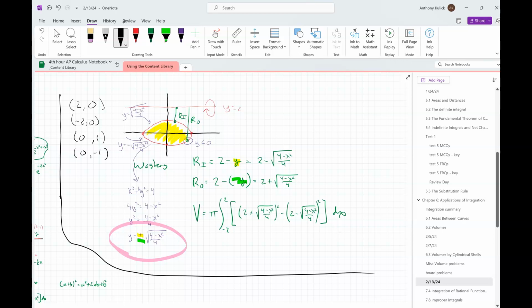You ready to hear some good news? So we've talked about these three methods, right? Disc, washer, shell. On the AP exam, they're not going to give you anything that needs to be done as a shell. They will all be things that you should be able to easily do as a disc or a washer.